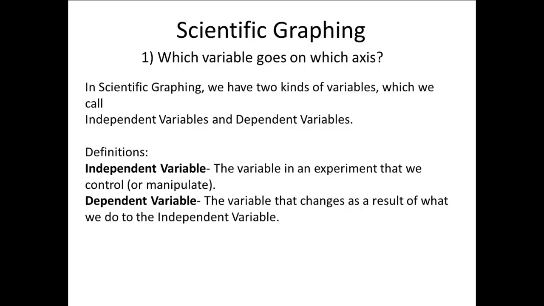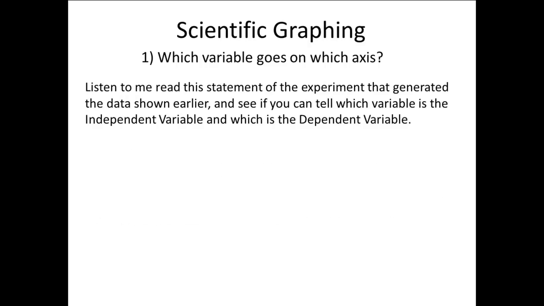But how does one determine which variable is the one that has been manipulated? The answer is that we need to know how the experiment was done in order to reliably determine which is which. Listen to me read this statement describing the experiment that generated the data shown earlier, and see if you can tell which variable is the independent variable and which is the dependent variable.